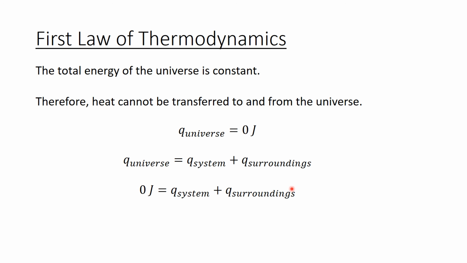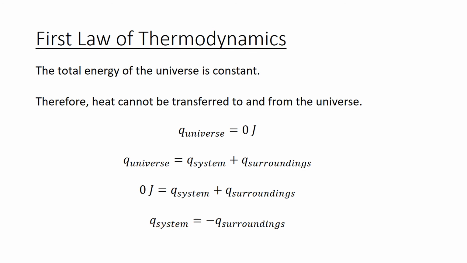And then doing a little very basic algebra, I end up with this. The heat of the system, the heat transferred to and from the system, is equal to negative the heat transferred to and from the surroundings. So in plain English, what that means is whatever heat is gained by the system is lost by the surroundings. Whatever heat is gained by the surroundings is lost by the system.